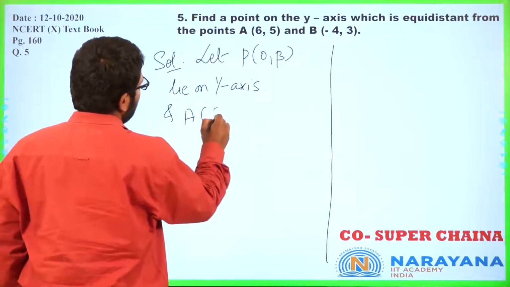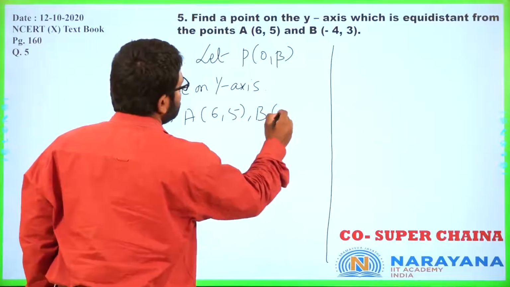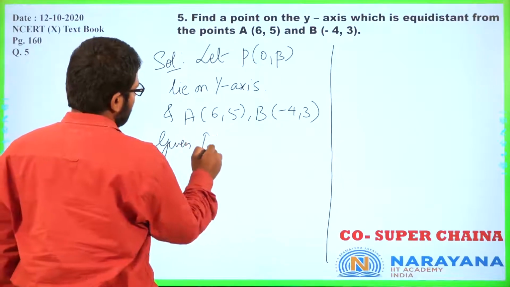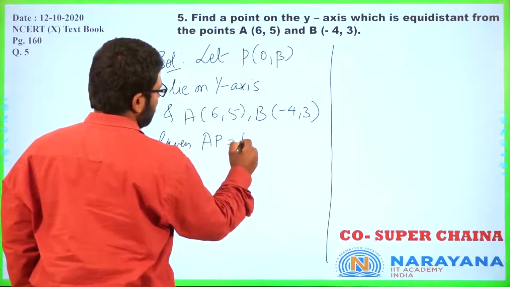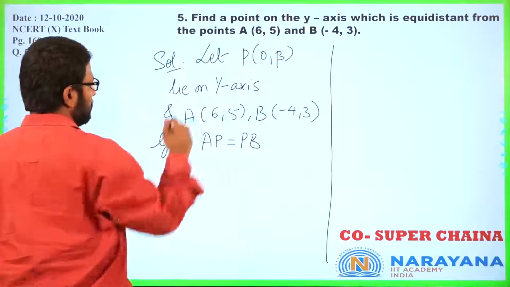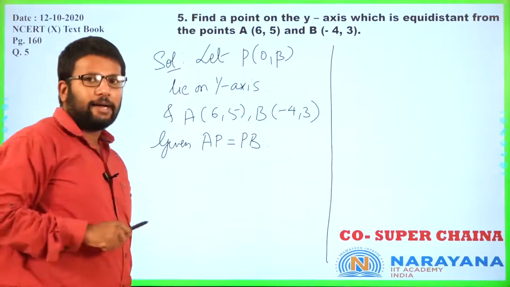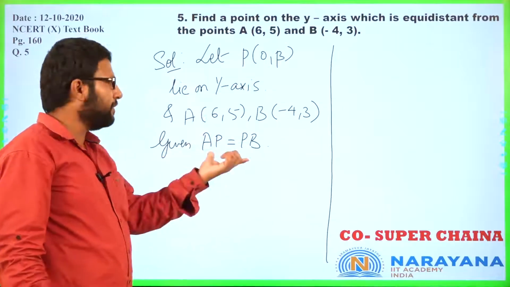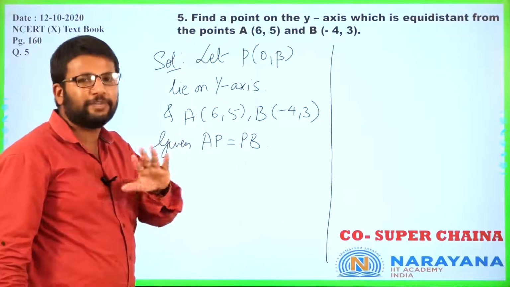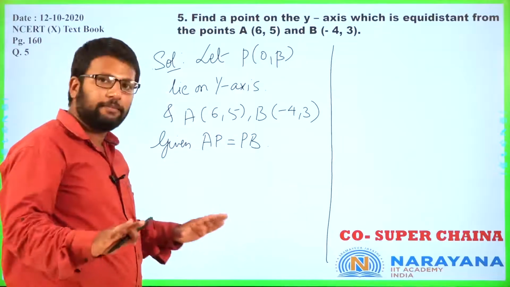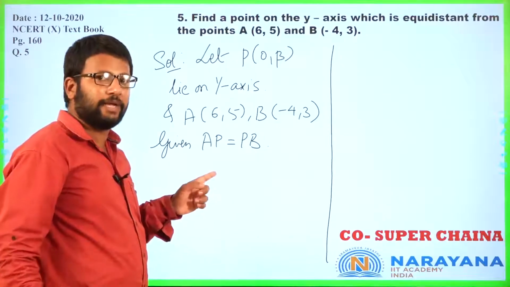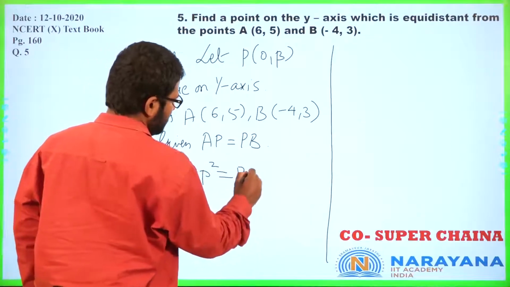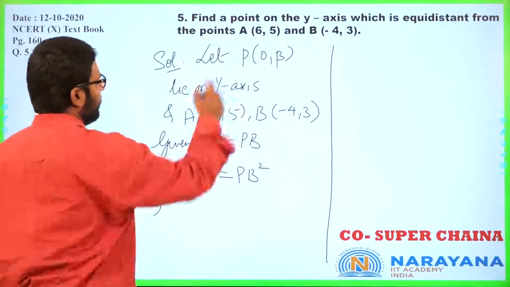And A 6, 5, B is minus 4, 3, right? It is given that AP equal to PB. Equidistant, no? Which means now how many unknowns do we have? One unknown. Beta is your only unknown. How many equations do you have? One equation. One unknown, one equation, which means you can solve it. Okay, now we can definitely get the answer. So, which means AP square equal to PB square. Right?